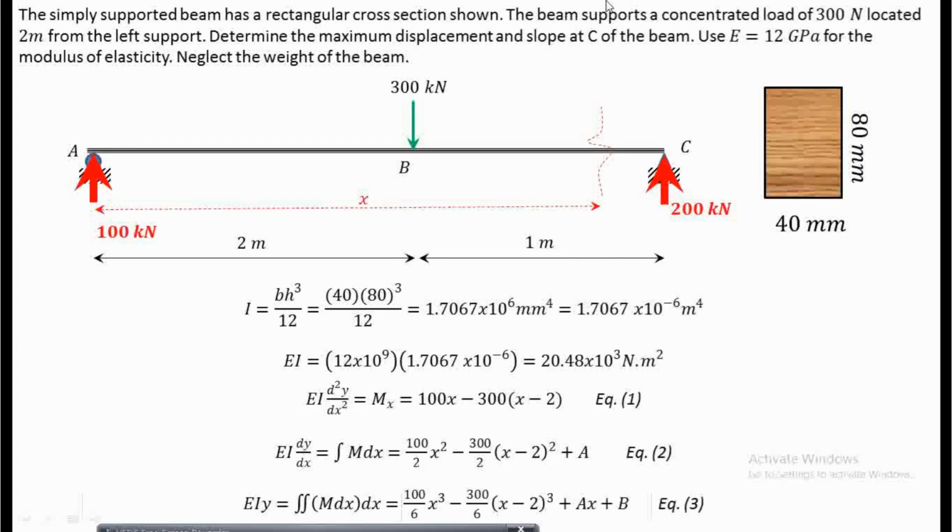yan. Yung 100 over 2x squared, magiging 100 over 6x cubed. Yung 300 over 2 x minus 2 squared, magiging 300 over 6 x minus 2 cubed. Plus, the integration of the constant A is constant times x, so Ax plus B. Ito na ngayon yung mga bagong equations ko to determine the maximum displacement.